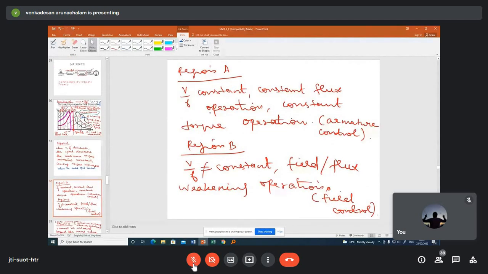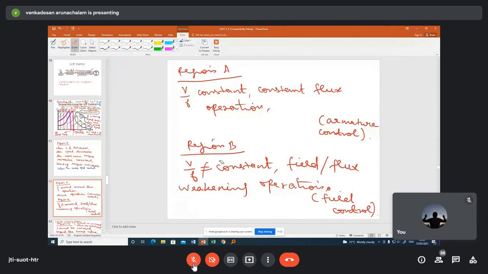Okay. And region A, V by F constant flux, we are continuing in region A only. And this is very much similar to armature control. At present, don't worry if you do not understand this word. So simply you can take, in region A, V by F is constant, flux operation, maximum torque constant, and this is very much analogous to armature control in DC motor.